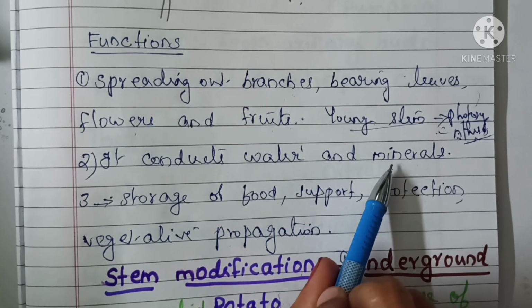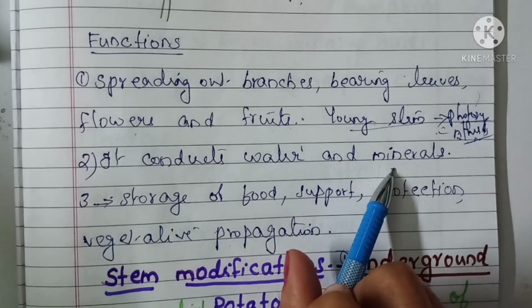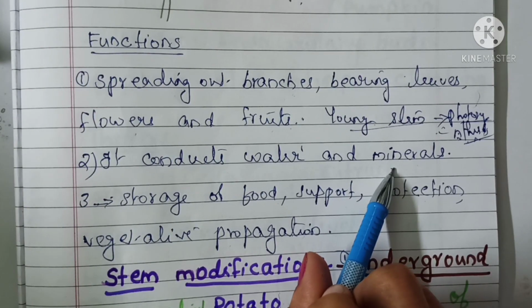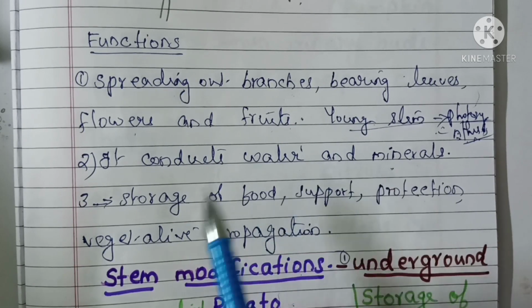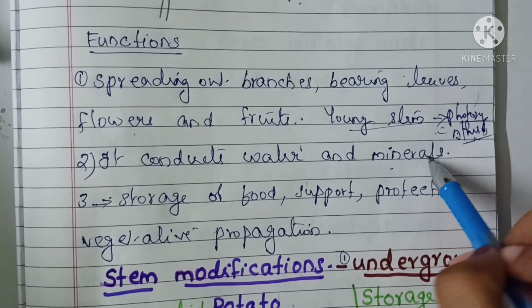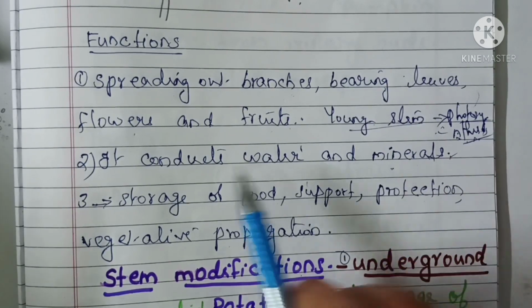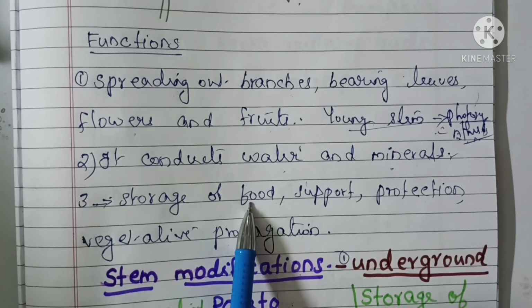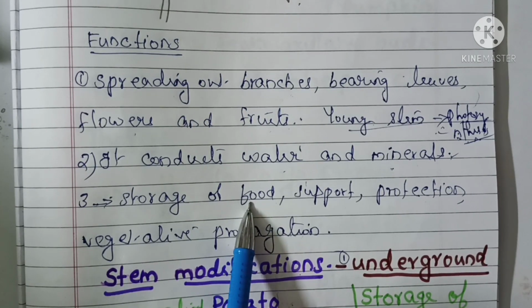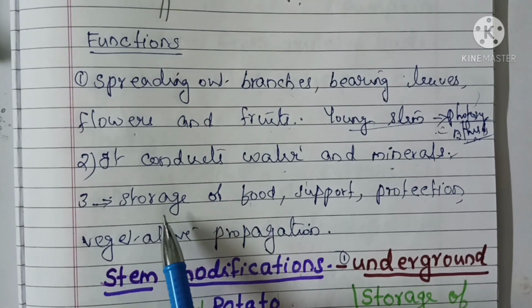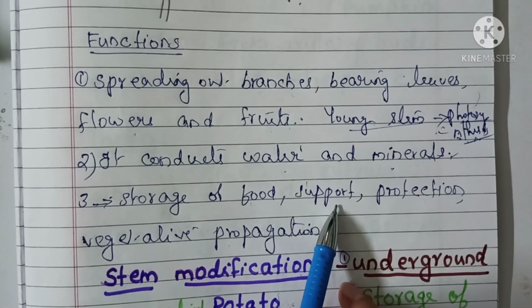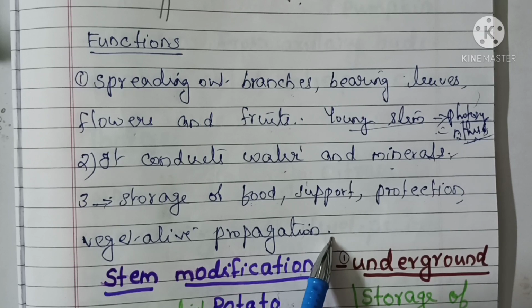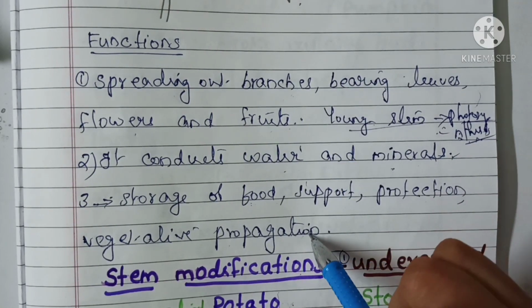We learned in the portion of root that it is absorbing water and minerals, and they should be carried to the leaves, from where the food is synthesized, isn't it? So that conduction of food and minerals is carried out through the stem. Then the next one is storage of food. These are the additional or modified functions: storage of food, support, protection, vegetative propagation. These are the functions of the stem.